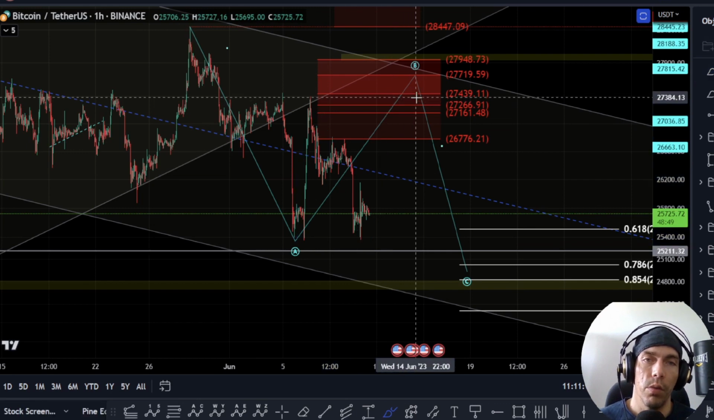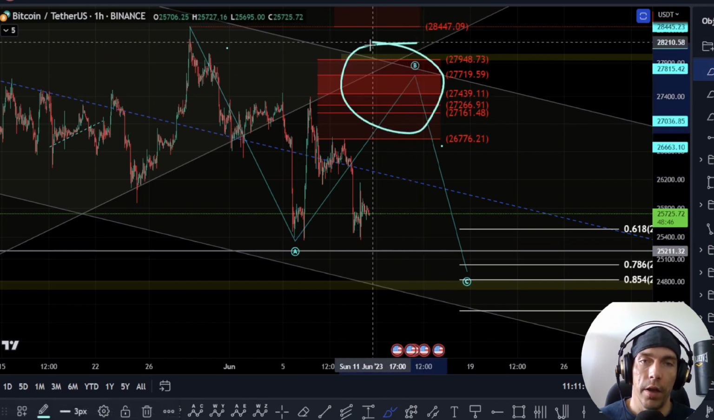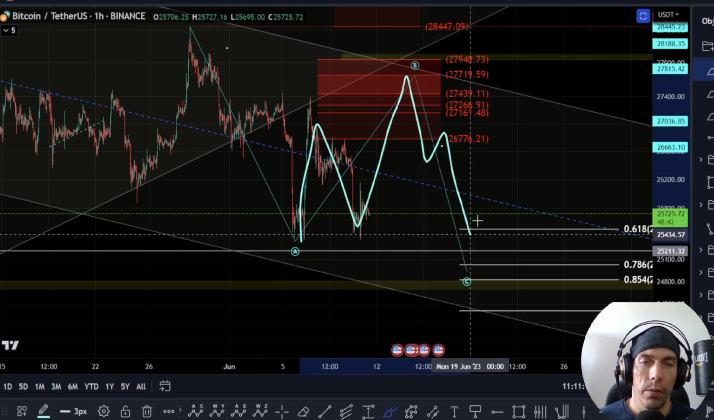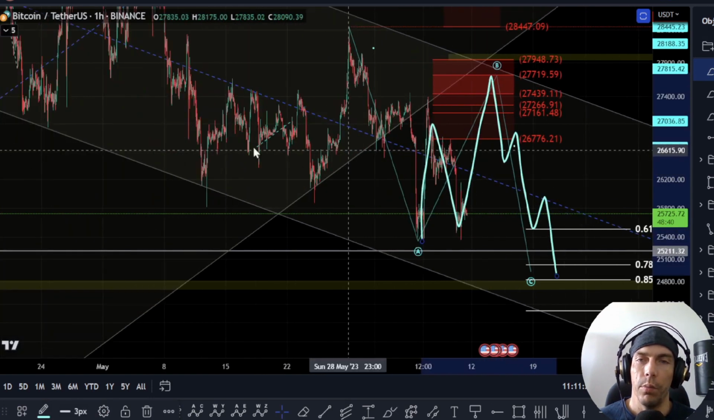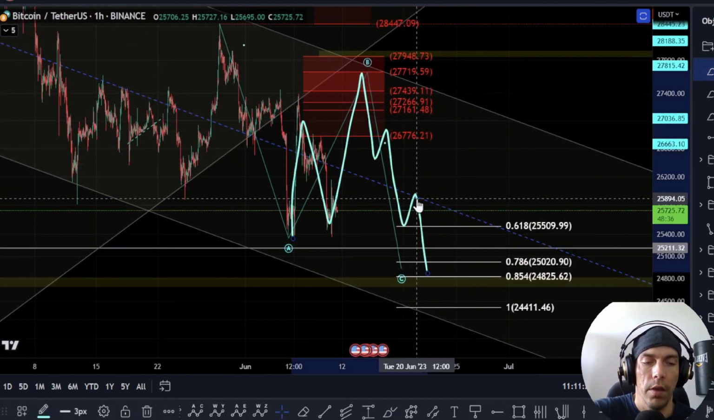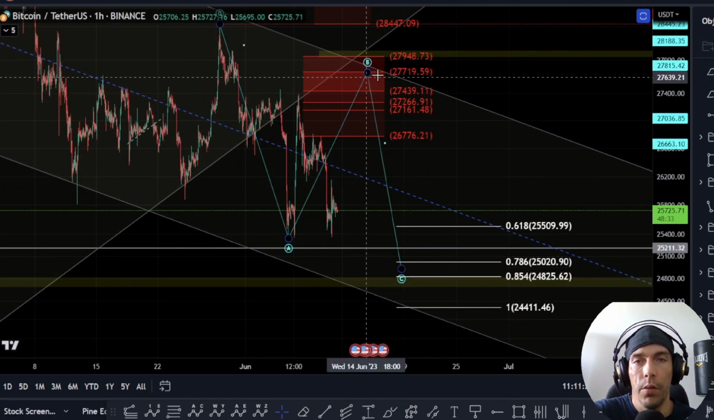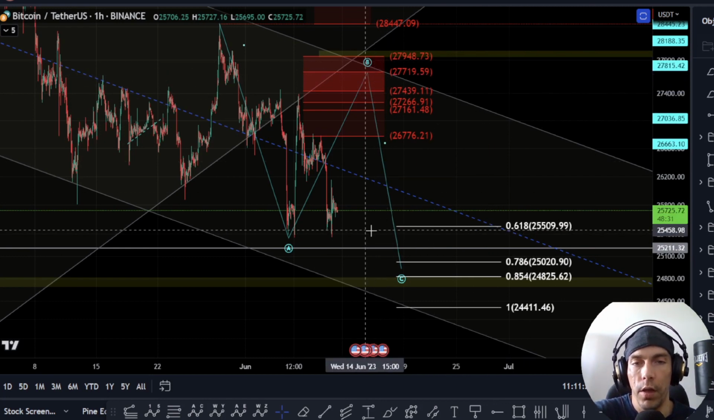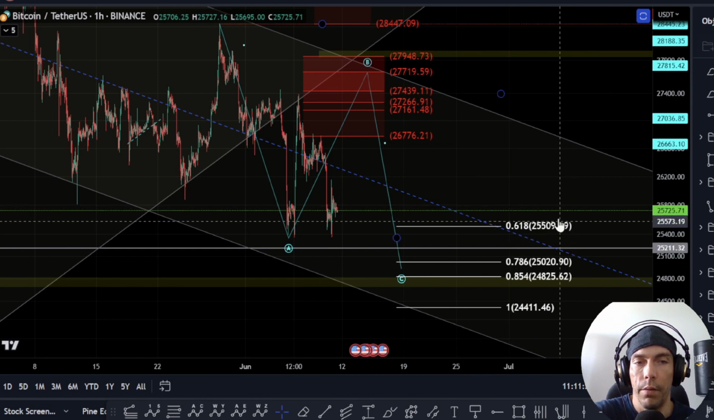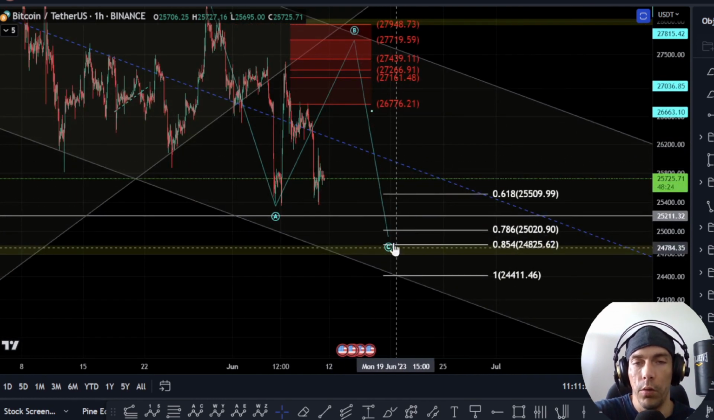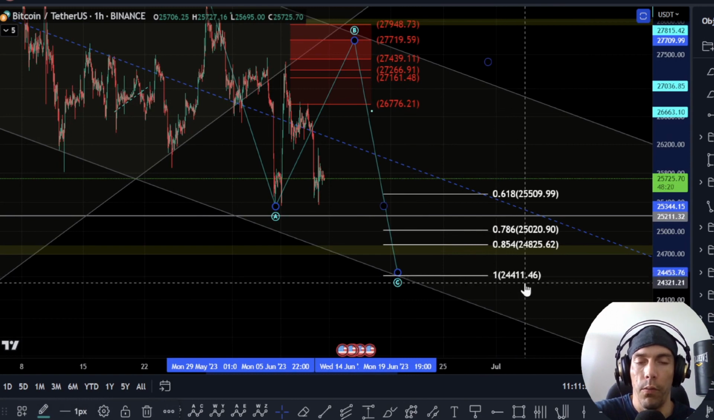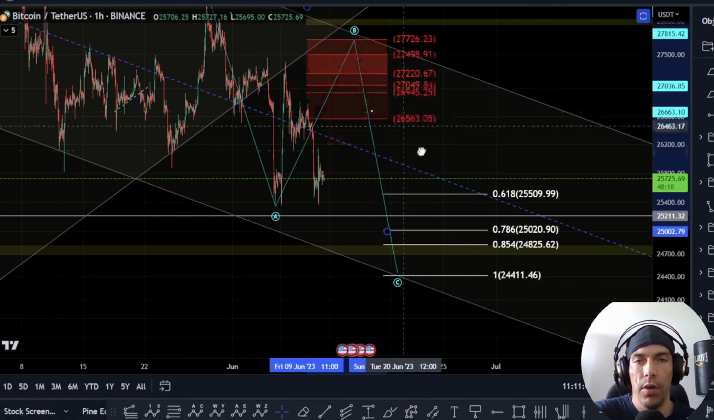If we do see price push up here in just a 3-wave move, this could then tie in with this idea of getting this as A, B, C here, and then we'd be looking for a 5-wave move to the downside to complete this bigger WXY pattern. Now, if this is the case, what we could then see is price look to push down from this higher region, looking to either target this lower range here of this 0.618 at this 25,509, or alternatively, if we do look to push down, we could see a 1-to-1 come in here towards this 24,411 region. So I'm going to be keeping an eye on this.